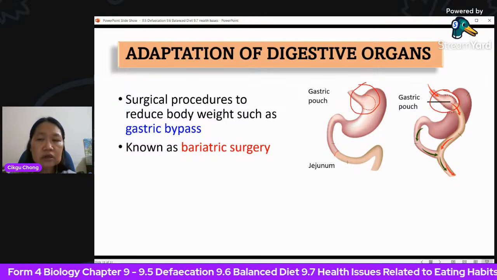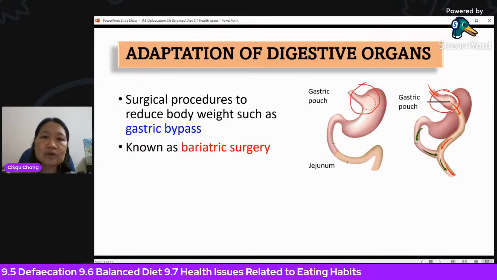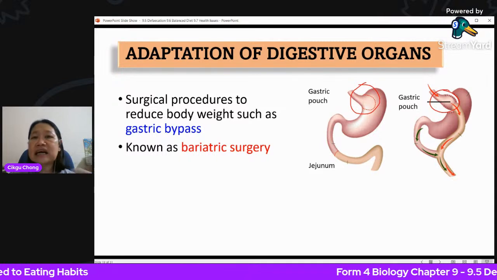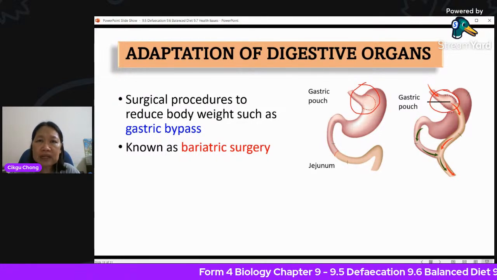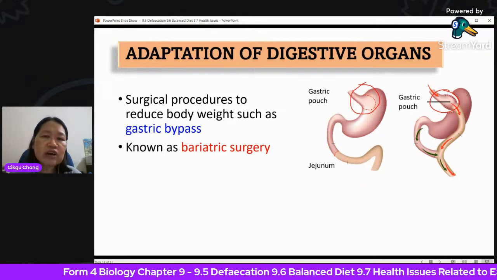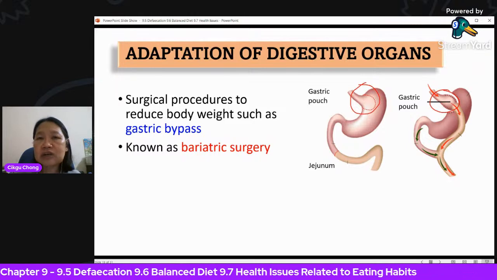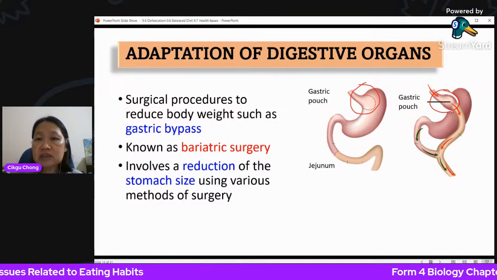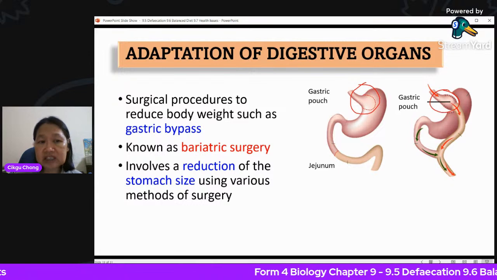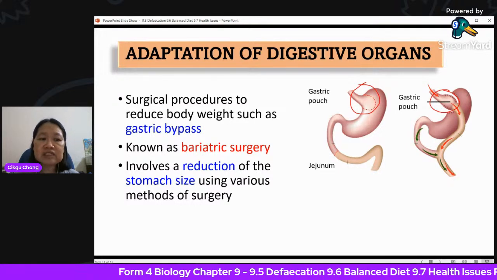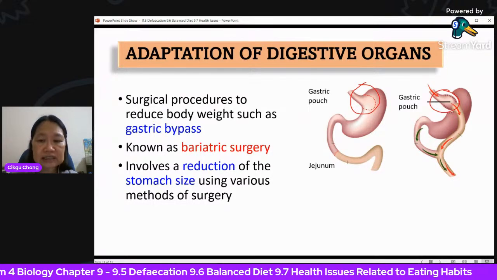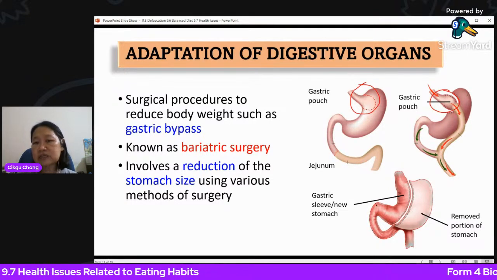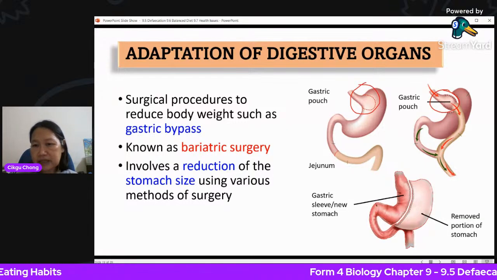This is known to reduce appetite. So for people who cannot stay off food, who tried dieting, tried everything, and everything fails, this is the last resort you can do. But of course, it's invasive. You have to open up your stomach and your abdomen, so try not to go to this extreme. If you can, try other methods first. This is the last resort because there are side effects related to bariatric surgery. It involves a reduction of the stomach size using various methods of surgery to control your appetite, so you eat less. You slice one part and reduce the size of the stomach, so you get a new stomach there and the other part is removed.